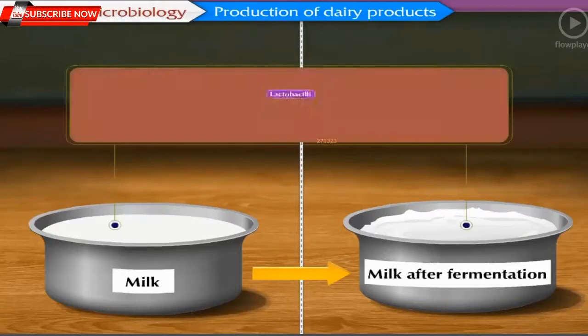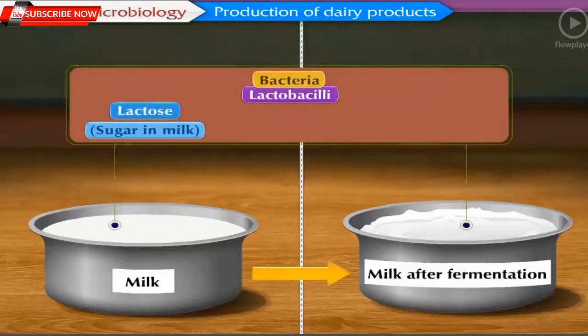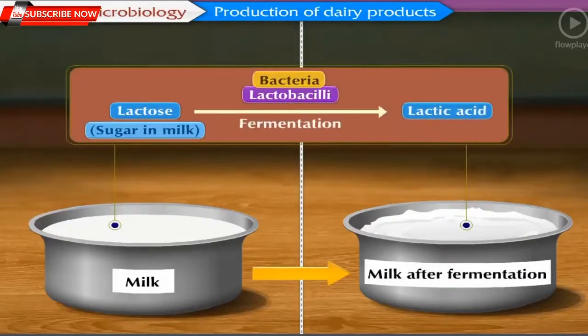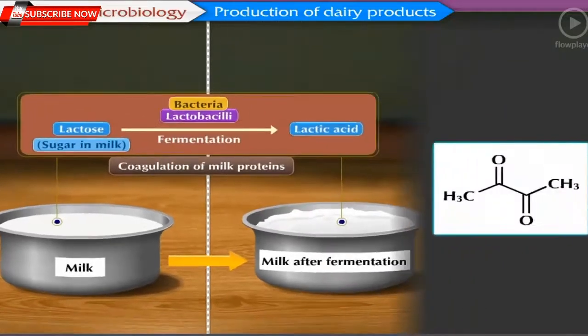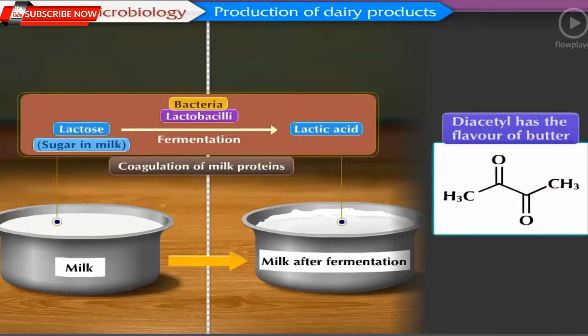In this process, lactose sugar of the milk is converted into lactic acid and milk proteins are coagulated with the help of lactic acid. Besides this, some other compounds with taste and flavor are also formed. For example, diacetyl has the flavor of butter. Come, after this general description about making of dairy products, let us do a detailed study about how some of the dairy products are produced with the help of microbes.